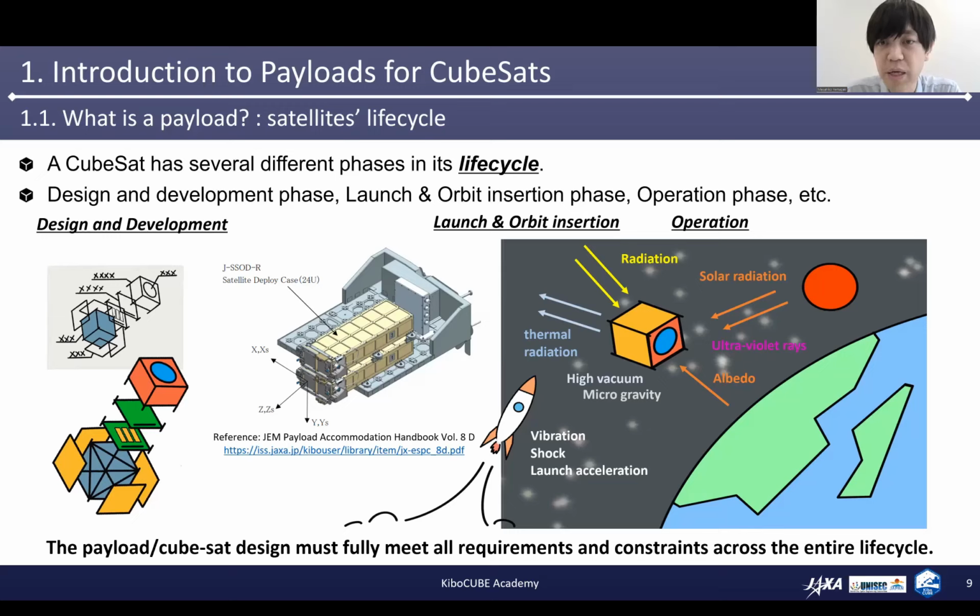These requirements and constraints need to be clarified. For example, during launch, there are vibration, shock, and launch acceleration factors. In orbit, there are conditions such as solar radiation, thermal radiation, and high vacuum. The payload and CubeSat design must meet all requirements and constraints across the entire life cycle.